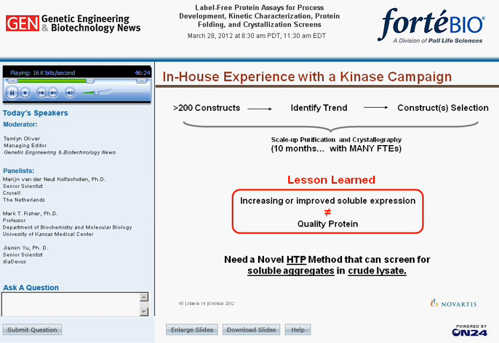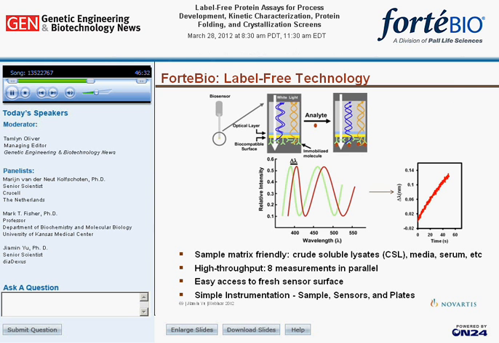One day I was sitting in a ForteBio seminar at Novartis, and I was blown away by the technology. I assume most of you are familiar with this technology, so I'm not going into details. It is sample matrix friendly, meaning it could do measurements in crude soluble lysate, media, and serum, and it's high throughput, capable of doing eight measurements in parallel.